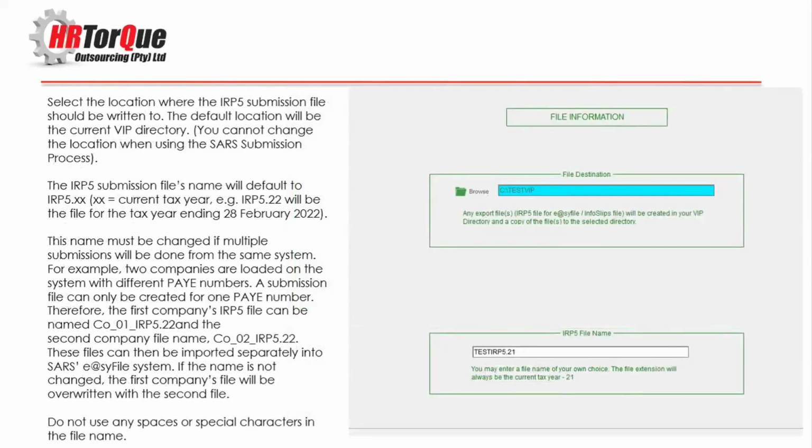You select your destination for your IRP5 submission file. One of the very nice functions of using the utility submission process is that it creates a folder where all these documents and files are automatically saved, and it labels it as tax.